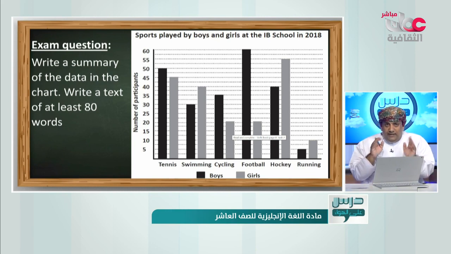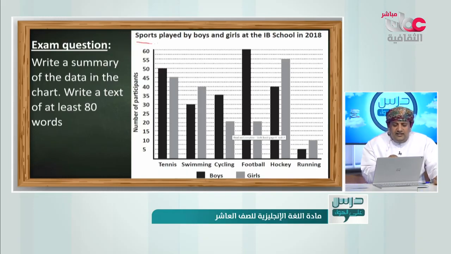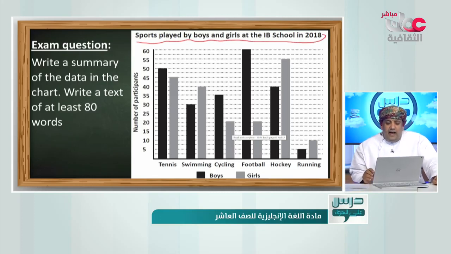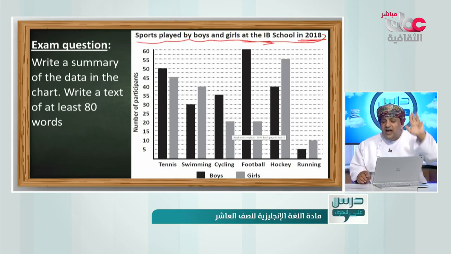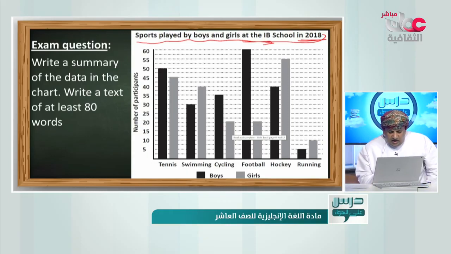So before you write about this chart, you should look at the title of the chart first. The title said here, sports played by boys and girls in the IP school in 2018. So we know it's boys and girls, we know it's IP school, we know it's sports, and we know it is in 2018. So we have 4 pieces of information in the title. You should write this information in the first sentence. So we look down.